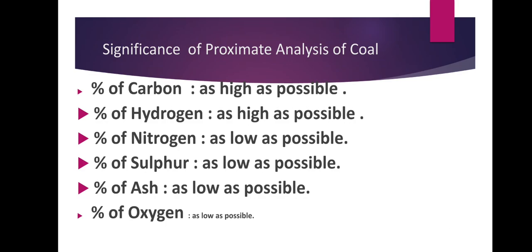Next is the percentage of ash. As it is known to us, ash does not contribute to the calorific value. On the contrary, it obstructs the energy, and so it should be as low as possible. Last is the amount of oxygen. For the percentage of oxygen, it has been found that wherever the oxygen amount is more, the water content is very high. So as a result, the oxygen should be as low as possible.